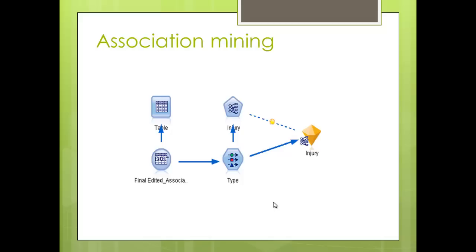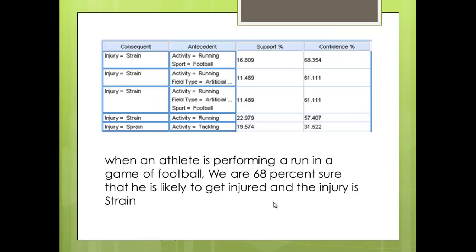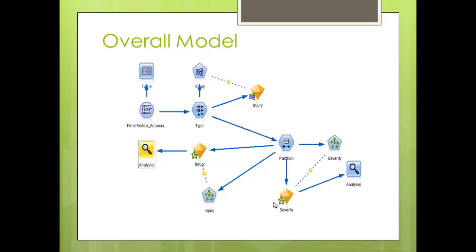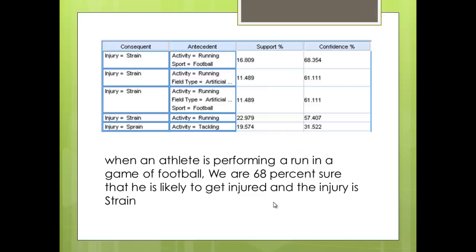Let's do some betting. Pick a player, name a sport, and tell us the activity. We can bet on the injury which is more likely, and our chance of winning is 68%. We develop a model which gives us a relationship between sport, activity, and injury. With 16% support, I'm 68% confident that the player is most likely to get strained when he runs in a football game. This can be seen here, where the activity is running and the injury is strain. The support is 22% and the confidence is 57%.